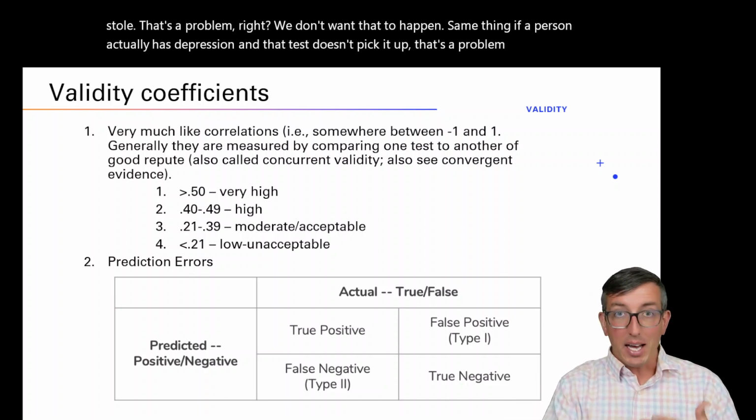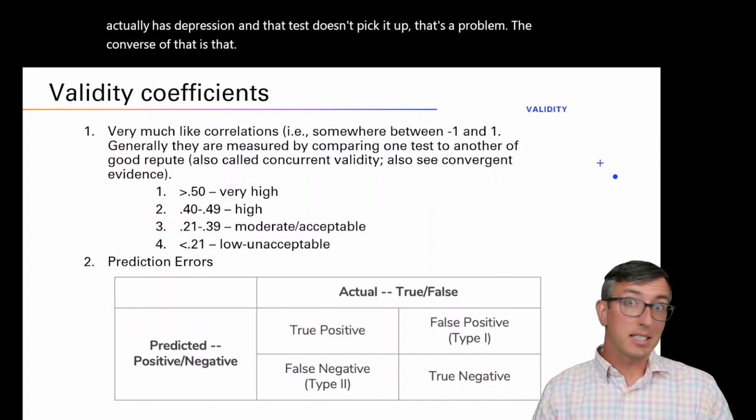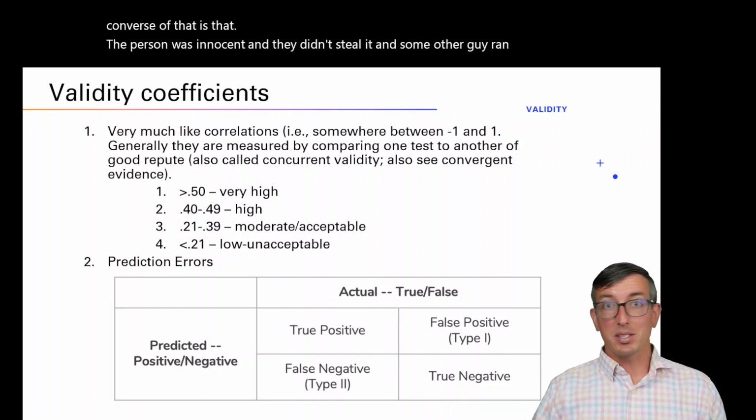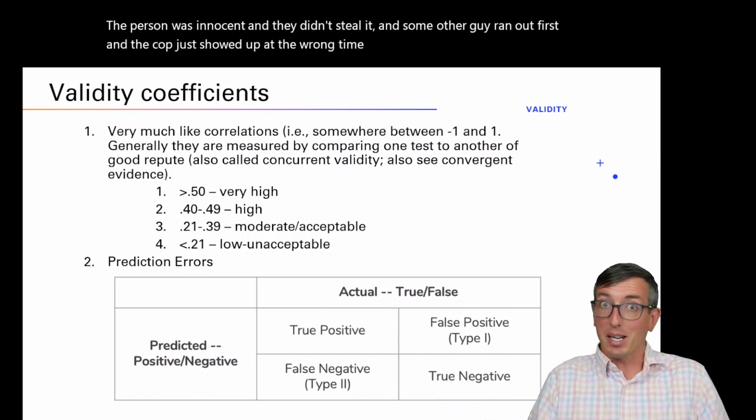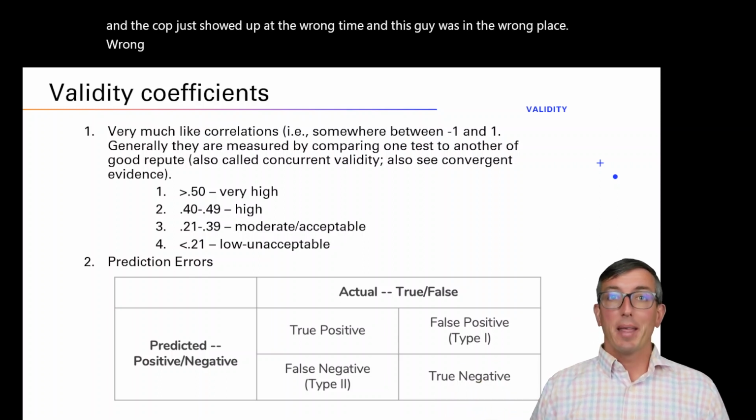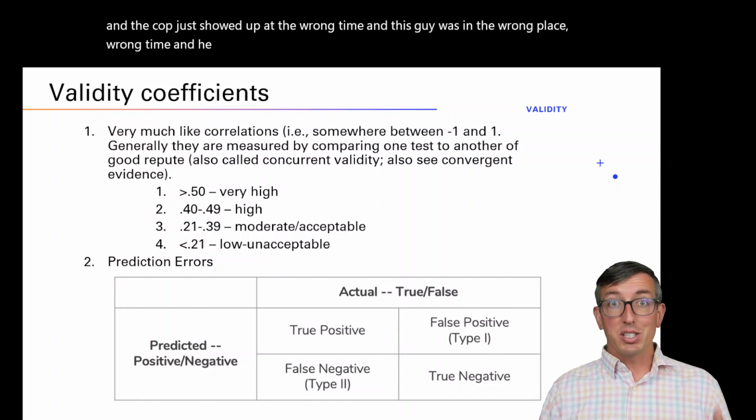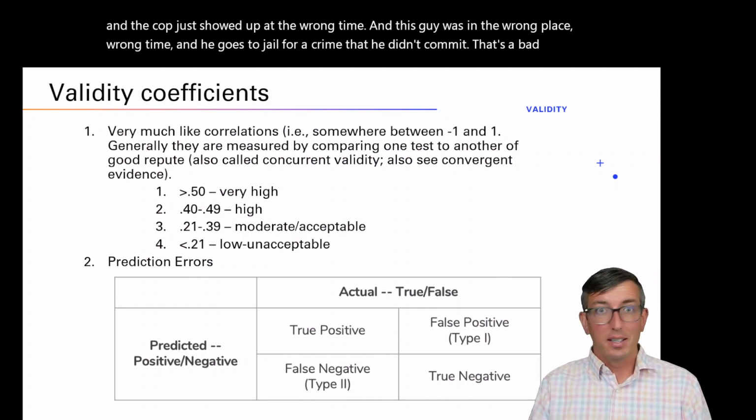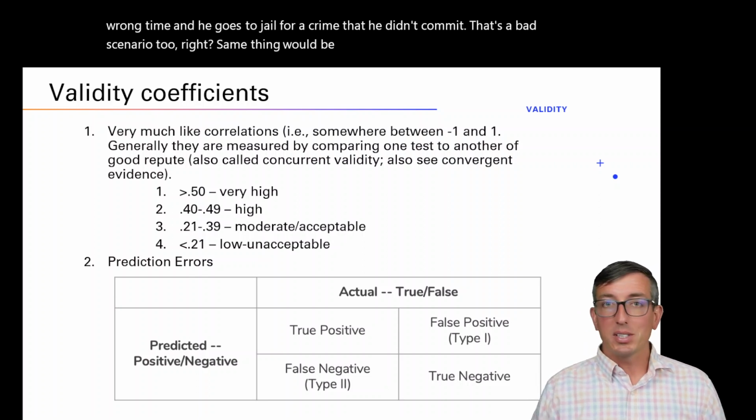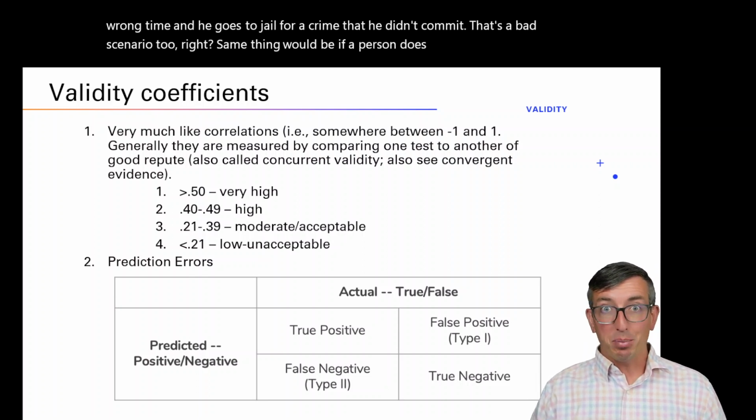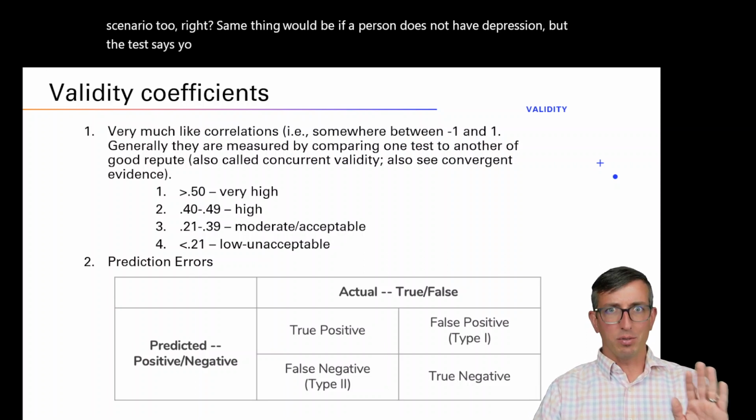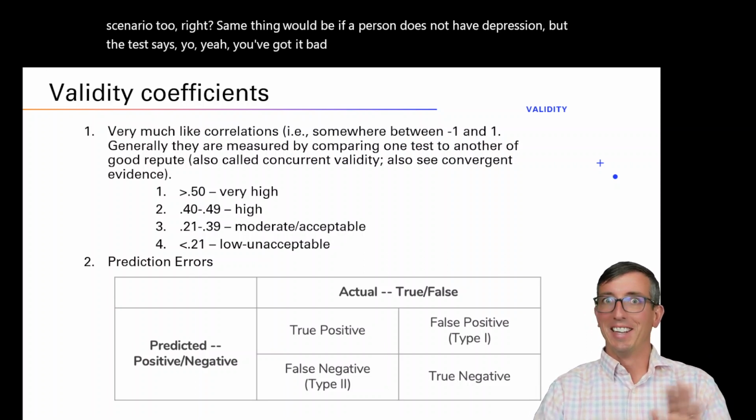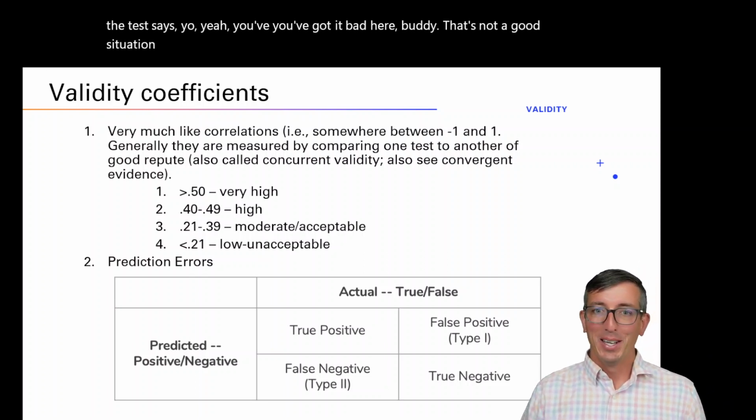The converse of that is that if a person was innocent and they didn't steal it and some other guy ran out first and the cop just showed up at the wrong time and this guy was in the wrong place, wrong time, and he goes to jail for a crime that he didn't commit, that's a bad scenario too, right? Same thing would be if a person does not have depression, but the test says, "Yo, yeah, you've got it bad here, buddy." That's not a good situation, right?